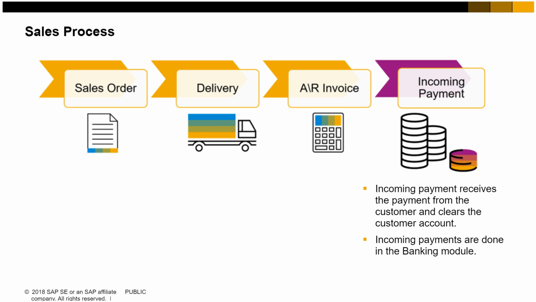Internal reconciliation takes place automatically. Incoming payments are done in the banking module. As part of a streamlined sales process, it is possible to post a payment while creating the invoice. To do this, you choose the payment means icon when you create an invoice and enter the payment amount. This will create an incoming payment due amount that is applied to the invoice you just created.